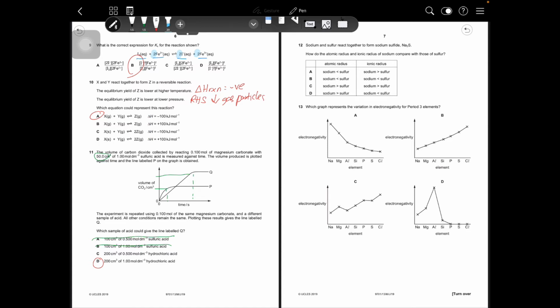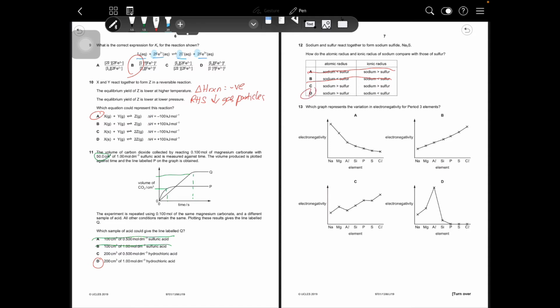And we know that across the period the atomic radius decreases, which consequently means that sulfur will have a smaller atomic radius compared to sodium. So we can go ahead and delete A and B. So when these atoms react to form ions, an anion, which is a negatively charged ion, will have a bigger ionic radius compared to a cation, which is a positively charged ion, due to the extra repulsion from the extra electrons. So we can say that the sulfide ion will have a bigger ionic radius compared to the sodium ion. So in this case, the answer will be D.